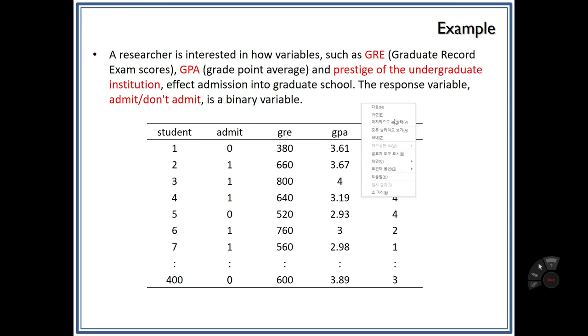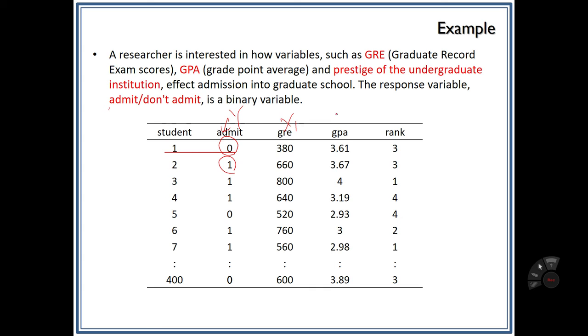So in this example, we have historical information from some students. As you can see from here, this column is the y variable. It takes either 0 or 1. So let us say that 1 is admit and 0 is don't admit.